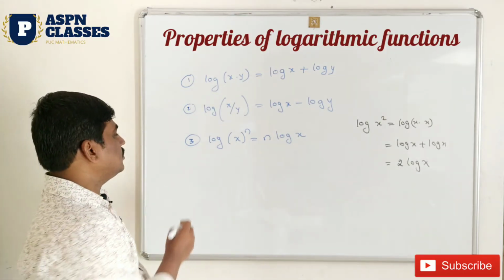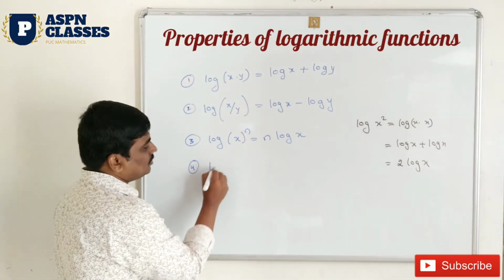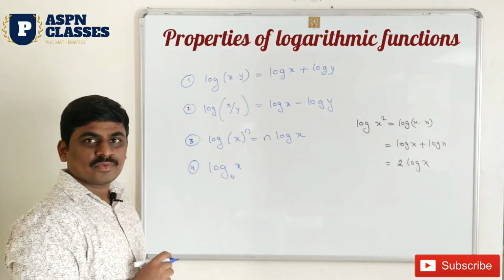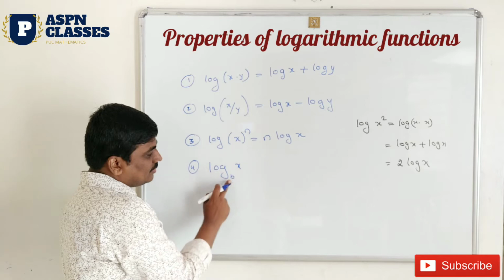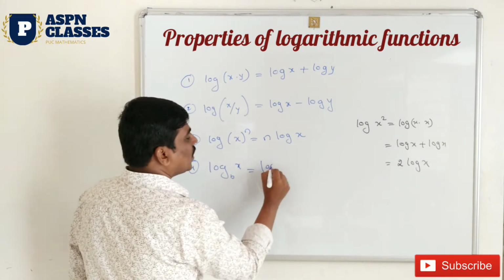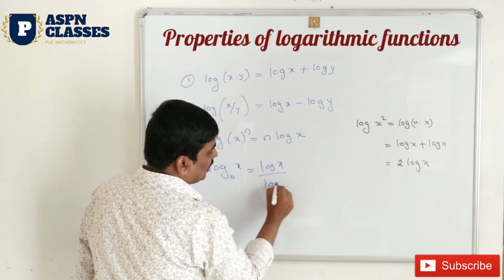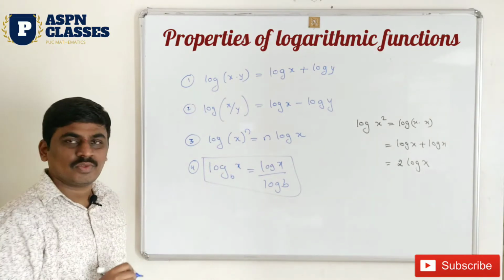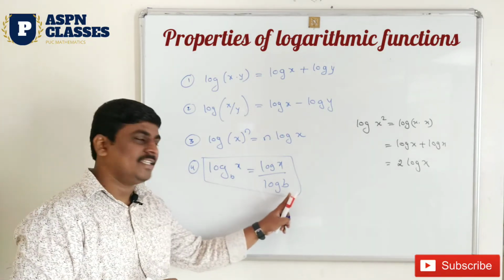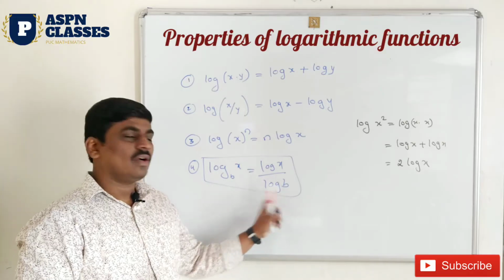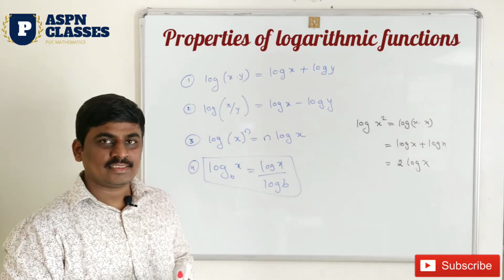And the next property is the fourth one. Suppose log of x with base b is given. You can write this result as log x divided by log of b. This is also one of the properties. The base b goes in the denominator as log b, and the result is log of x divided by log of b.